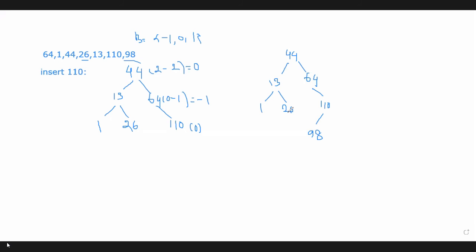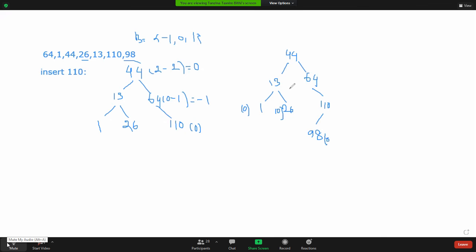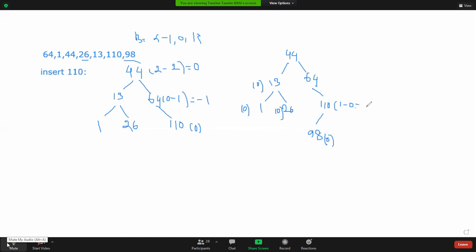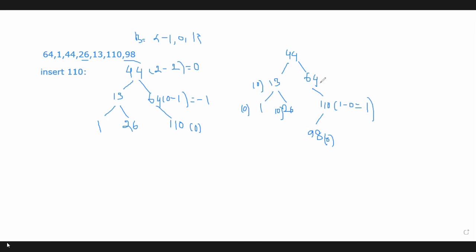For 26 and 98, the balance factor will be 0, right? And what about the node 13? The height of the left subtree is 1 and the height of the right subtree is 1. 1 minus 1 equals 0. For 110, in the left subtree the height is 1, in the right subtree the height is 0. So the balance factor is 1. For 64, in the left subtree the height is 0, but in the right subtree the height is 2. So 0 minus 2 equals minus 2.